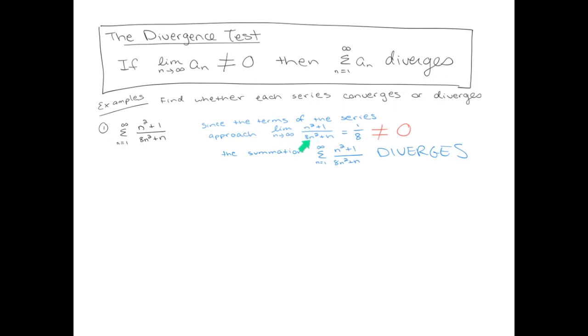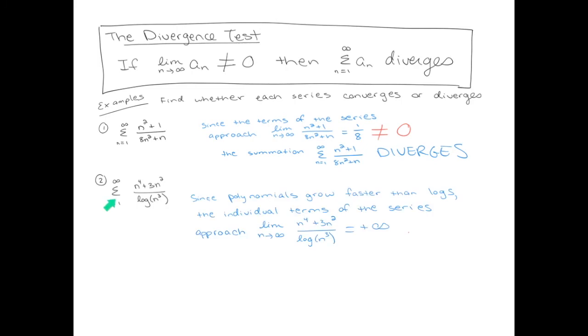Essentially, you get infinity over infinity, and there are a lot of different ways of dealing with this. You can either do L'Hopital's rule, or you can divide by the highest power trick, or the trick where if the powers are the same, then you just look at the coefficient. The answer of this limit is 1/8. Each individual thing that we're adding up is getting closer and closer to 1/8. So the individual terms are not getting any smaller, and yet there's an infinite number of them. So the summation will diverge by the divergence test.